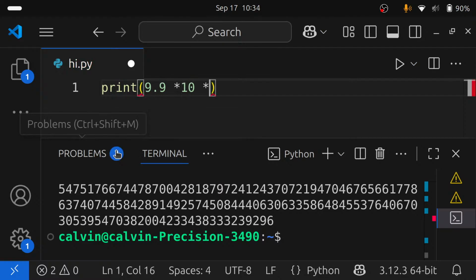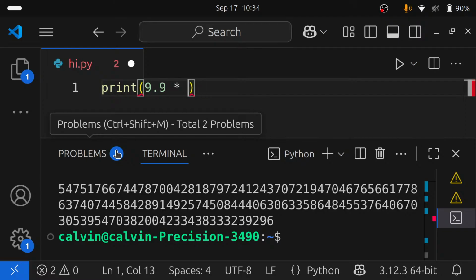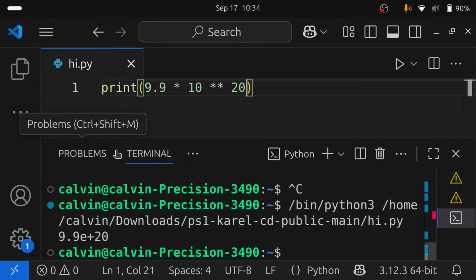Okay. We're gonna multiply 9.9 times 10 to the 20th power. Okay? And that's this number, which is scientific notation for 9.9 times 10 to the 20th. Okay? Easy, right? We love numbers.